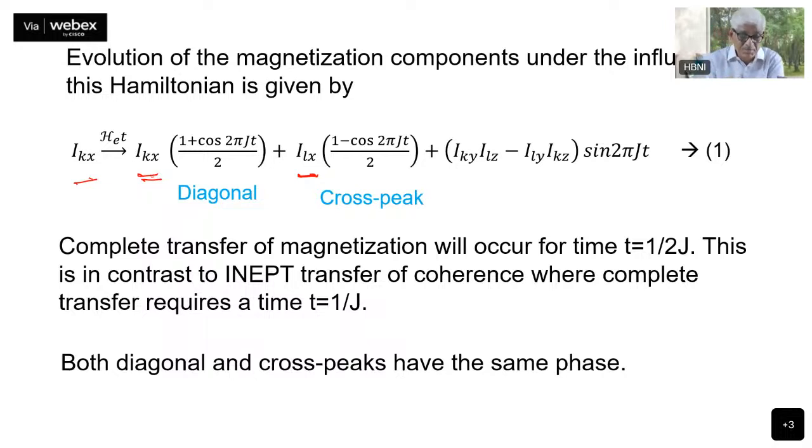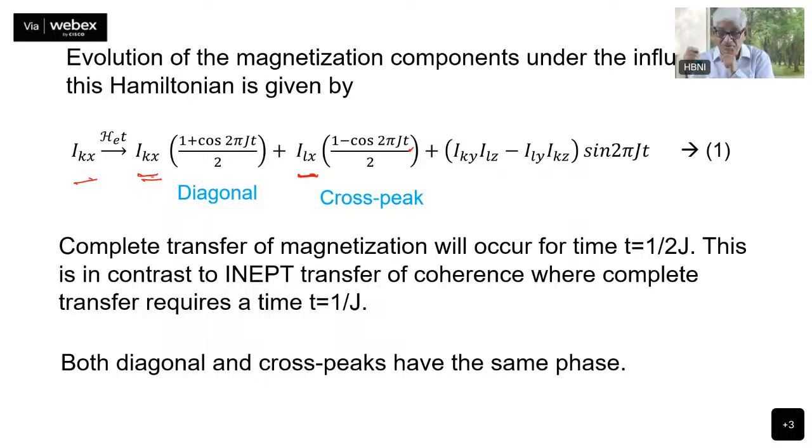Okay. And these are multiplied by these coefficients, 1 plus cosine 2 pi J t and 1 minus cosine 2 pi J t. And what is t here? t is not t1. t is the period for which you apply the spin lock. This is the transfer happening during the spin lock. After the evolution in t1, you apply the spin lock for a period t, okay?